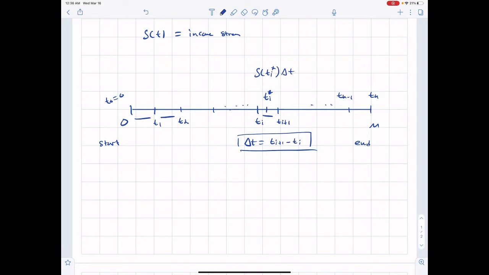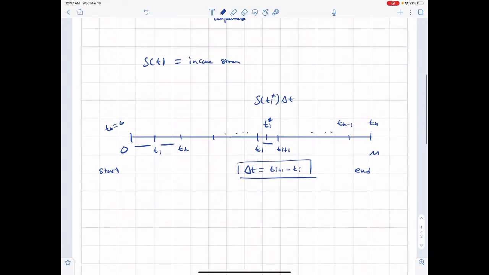So that's the amount of money that comes in on each one, and then I invest it at this rate of r for m minus ti star years, or whatever this is. And I'm going to see if I can figure out a way to add all of these up and find out how much money I made.